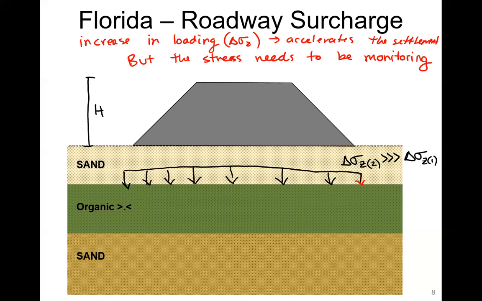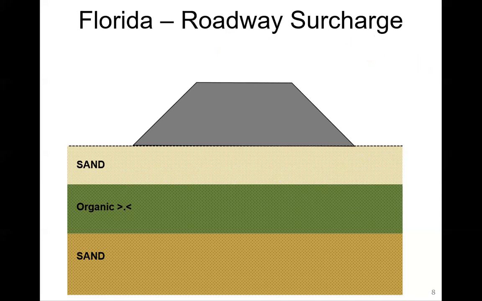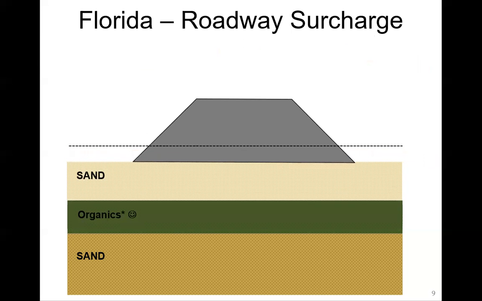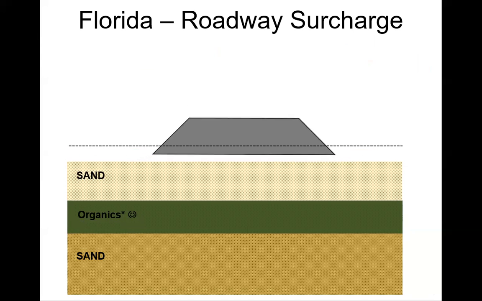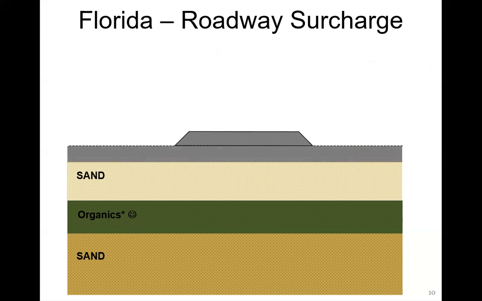So again, what is basically happening is, just because I like to use PowerPoint and draw little animations, we are compressing that organic layer, and then we can use that surcharge fill to bring it up to grade elevation and put our cars back on it. And hopefully whatever settlement was going to occur in 10 years or so, we've caused to occur right off the bat, and this road won't settle in the future.